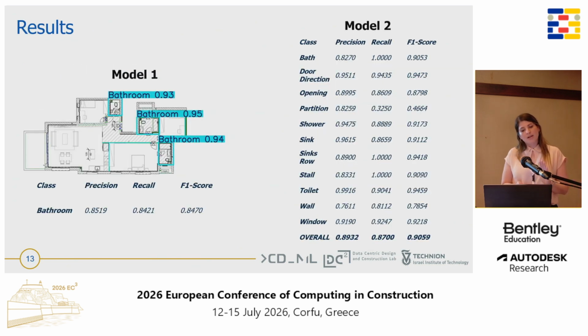So we could see the results of the two detection models here. Model 1, as I said, responsible for identifying the bathrooms in the entire floor plans, and you can see the F1 score 0.84, which is quite encouraging considering the small data set. And then the second model, the actual object detection model, did an even better job with an F1 score of 0.9.